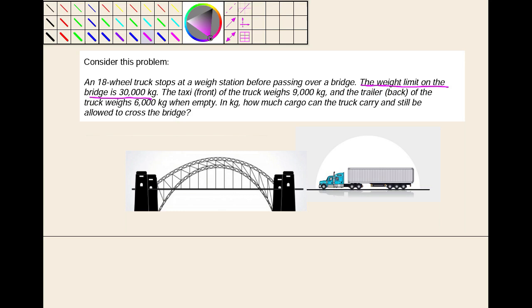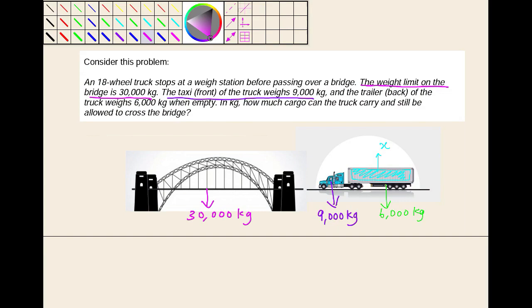So the taxi in front of the truck weighs 9,000 kilograms. So this is the taxi. Okay, so this taxi weighs 9,000 kilograms. And the trailer at the back of the truck weighs 6,000 when empty. Okay, when it is empty, the weight is 6,000 kilograms. So now, how much cargo? How much weight can be inside here? What is the maximum weight that this truck can carry and still be allowed to cross the bridge? So this is the value of X. We are finding how much he can carry in the cargo. The weight limit on the bridge is 30,000 kilograms.